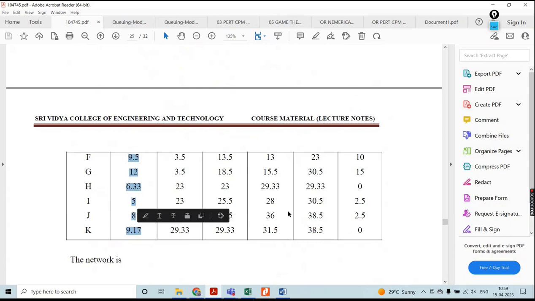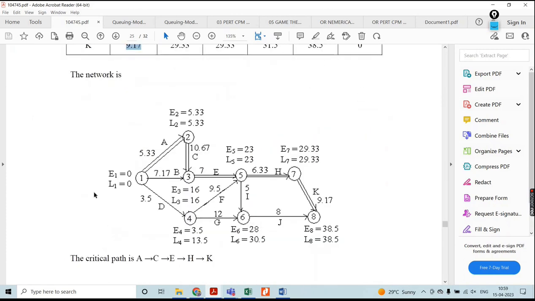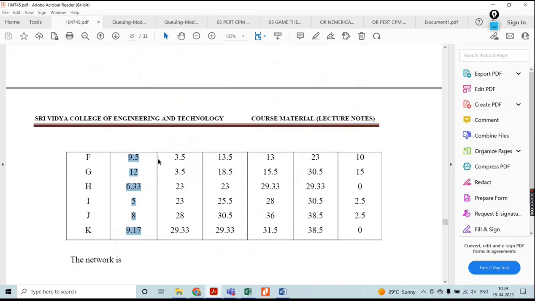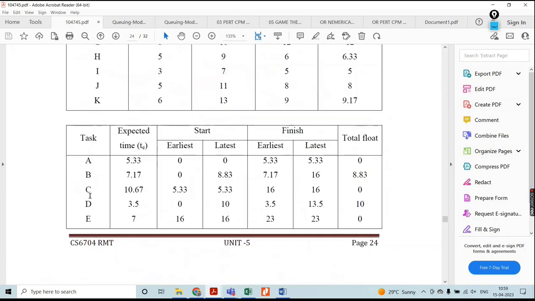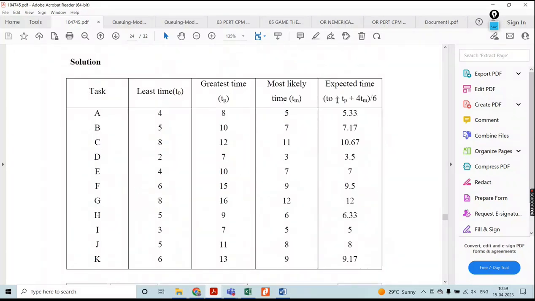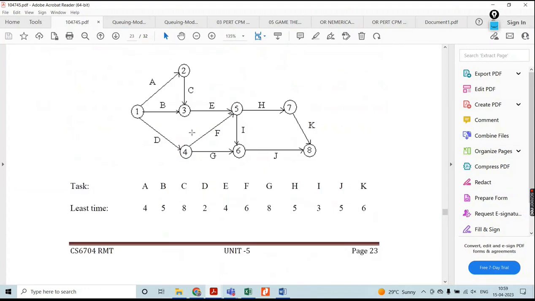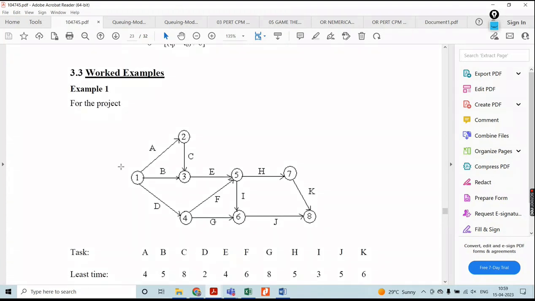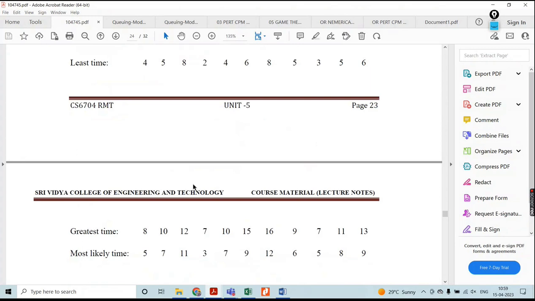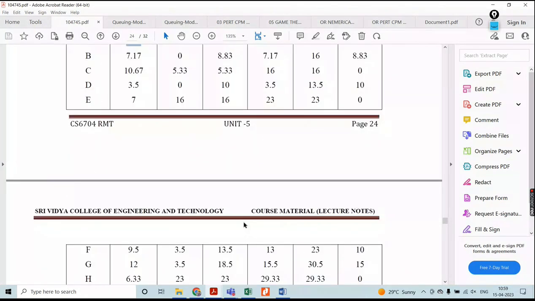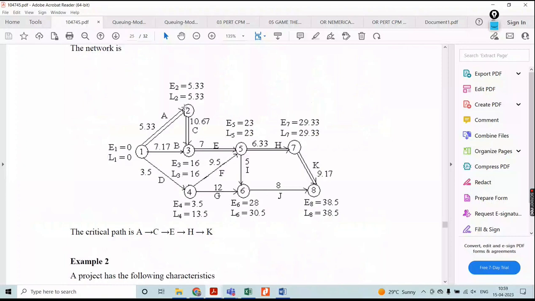By using this expected time, you are going to construct the network. Here, for task A, task B, task C, the time required can be calculated by T0 plus Tp plus 4Tm divided by 6. All these types of numericals I have discussed. Once you go through that practice, it is fine. If you don't practice, you will find the numericals difficult. According to that, you then evaluate the critical path.